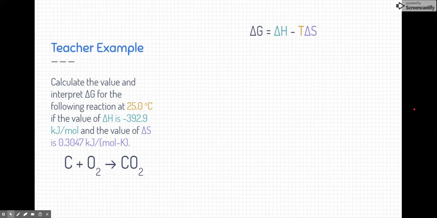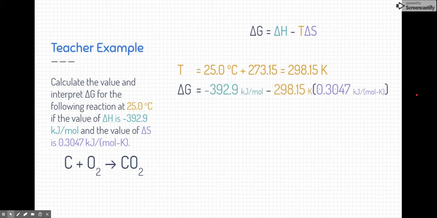Here's our equation we want to follow. And what we're going to do is basically just plug and chug in those values. Before we do that, however, our temperature is not in the proper units. I see it's in Celsius. We need to change it to Kelvin. So looking on the back of my periodic table, there's a conversion where we take 25 degrees Celsius and add 273.15, and we're going to get Kelvin.